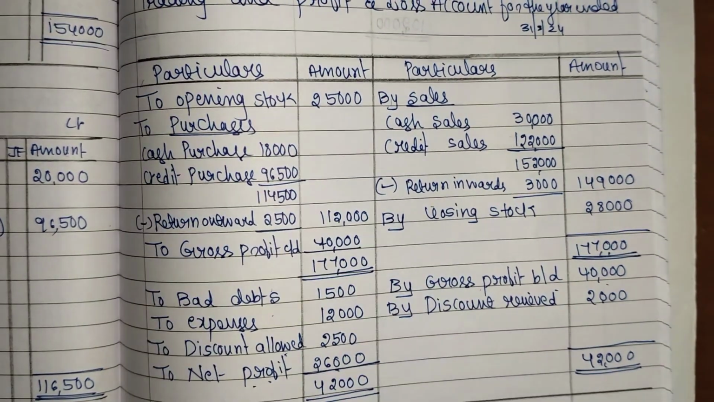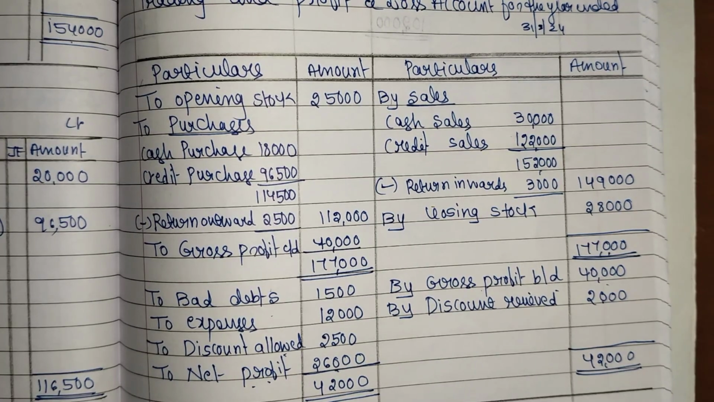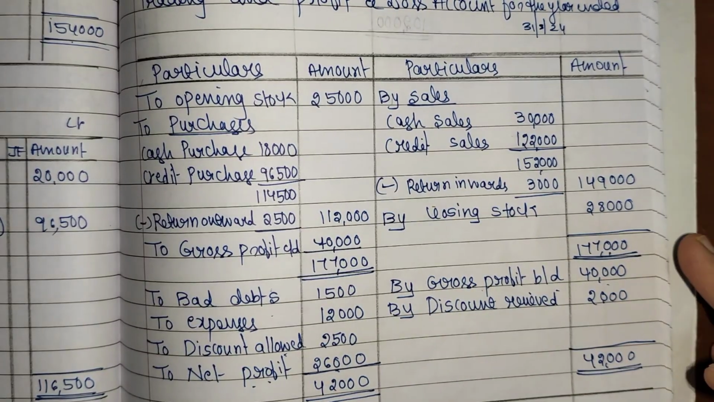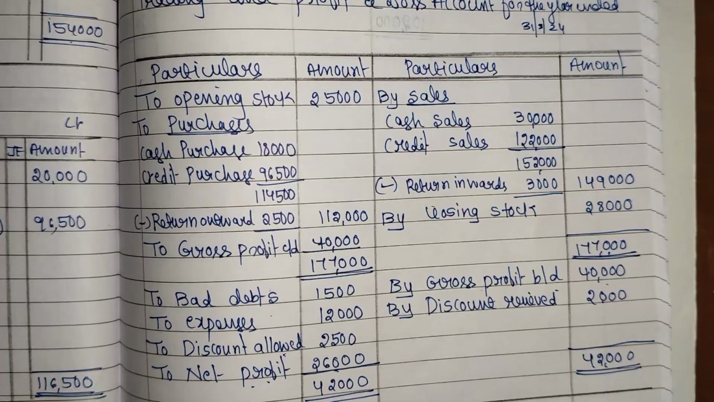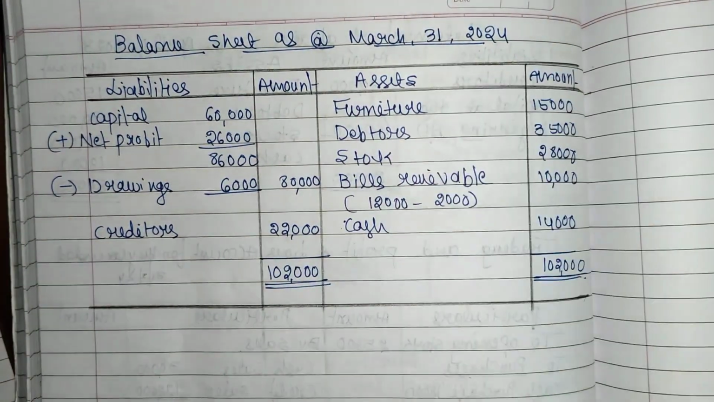Clear? Now we prepared the statement of affairs as on the date to determine the capital at the beginning. After that we prepared the missing accounts. After that we have prepared the trading and profit and loss account. And lastly we need to prepare the balance sheet. Balance sheet as at March 31st 2024. So, asset side.